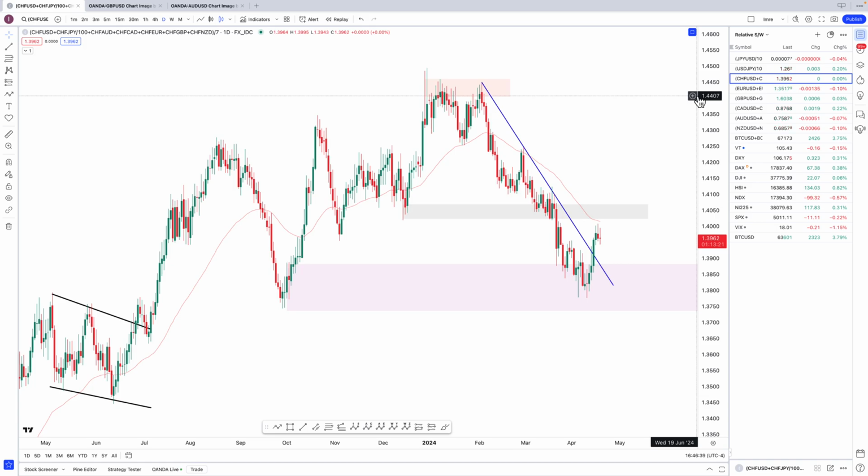Okay, so the Swissy has fallen into support and gotten very close now to that 50-period moving average and this prior resistance zone right here. So I'm looking now for some weakness in the Swissy. Let's see if the Swiss franc is going to roll over.